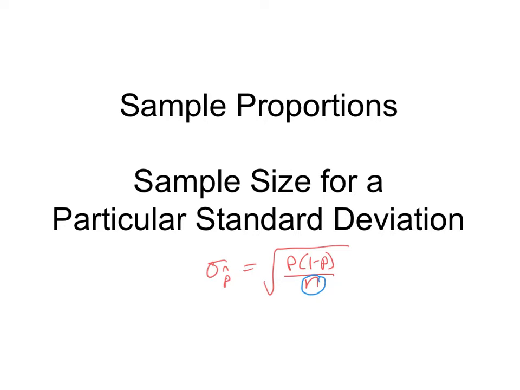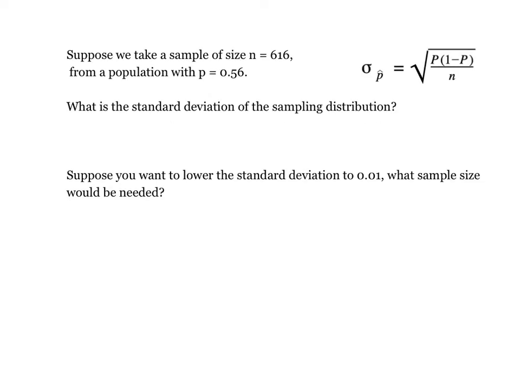And we know that the bigger the sample we take, the more accurate our results are anyway, so the two go hand in hand. But there'll be times where I want a particular standard deviation for my sampling distribution, and I would control that by my selection of the sample size. So suppose we take a sample of size 616 from a population with p equal to 0.56.